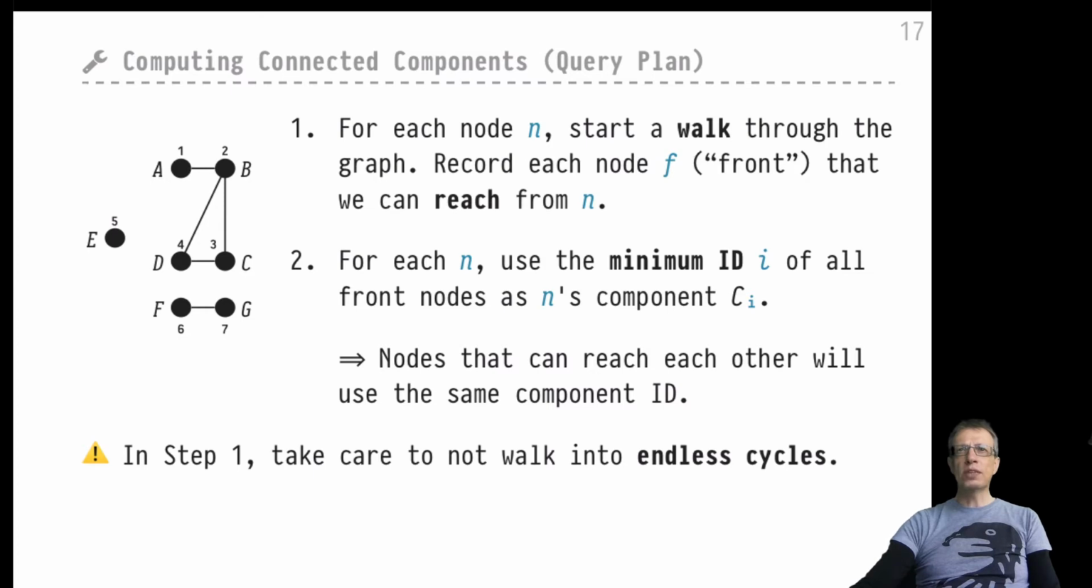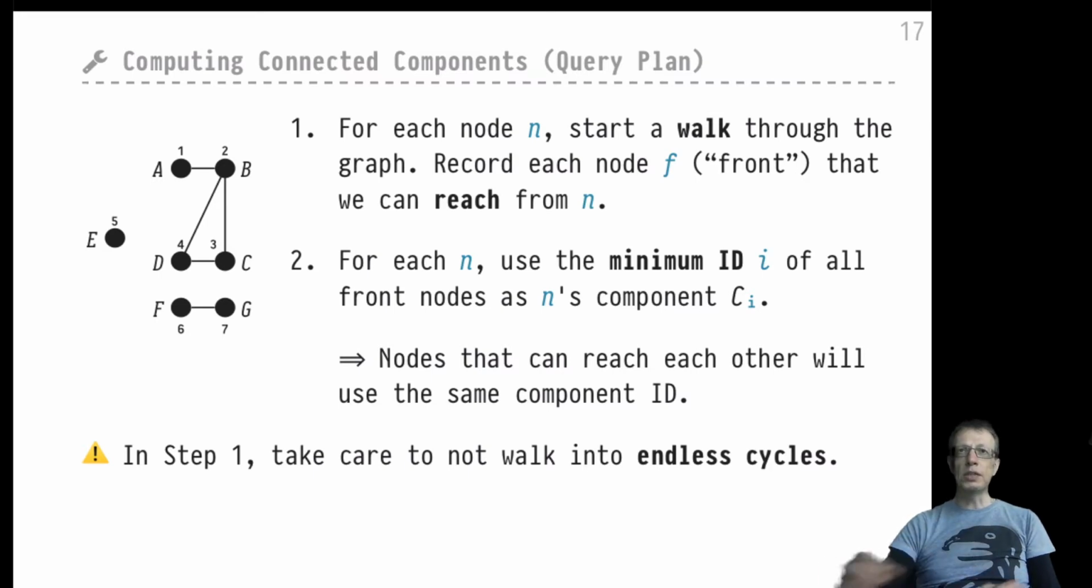2 nodes that can reach each other, like for example C and A here, will look at the same set of node IDs. They will compute the minimum of this set of node IDs, and they will of course reach the same or compute the same minimum node ID, and thus will be in the same component.